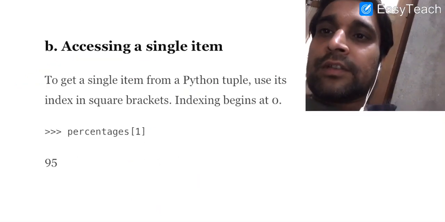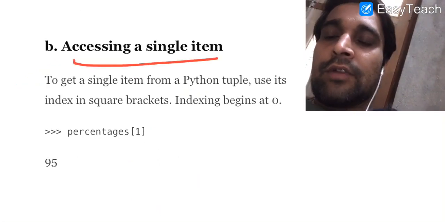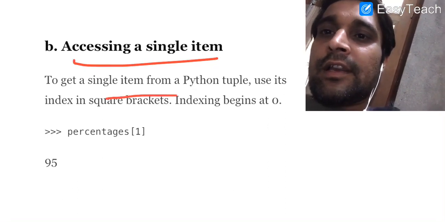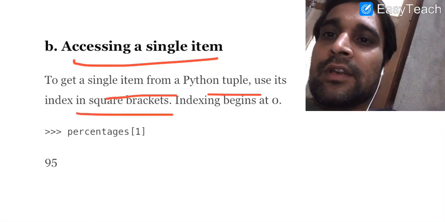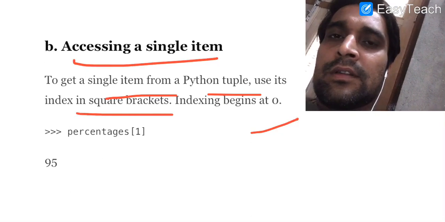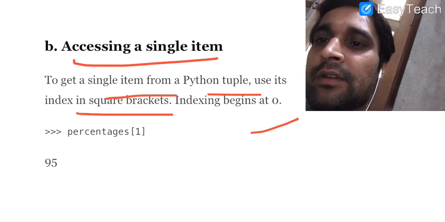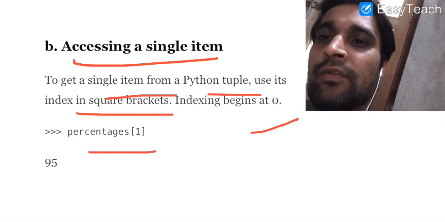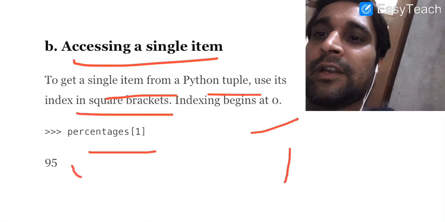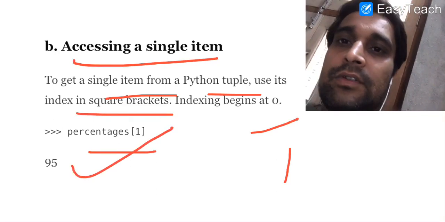Now we need to access an individual element or individual item from the tuple. To get a single item from a tuple, we need to use its index in square brackets, and indexing begins with 0 in the forward direction and from -1 in the backward direction. When you write percentage of 1, it means the value stored at index 1, that will be the second element of the tuple that we have created, so it will print 95 on the screen.